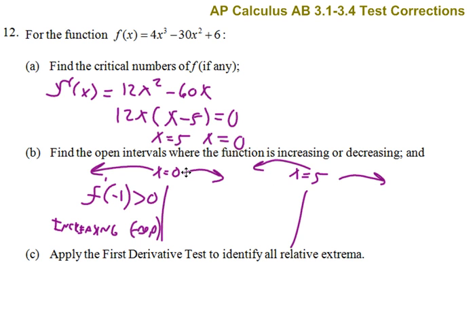Well, what's happening between 0 and 5? Let's just plug in 1. Okay, so if I plug in 1, right here, that's 12 minus 60. Well, that's going to give us a negative value. So that means in between 0 and 5 is going to be negative, which means that it is decreasing from 0 to 5.